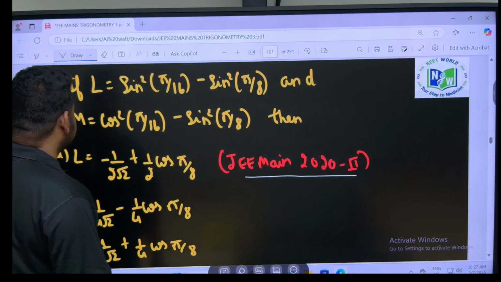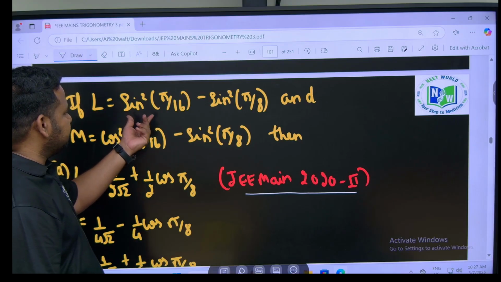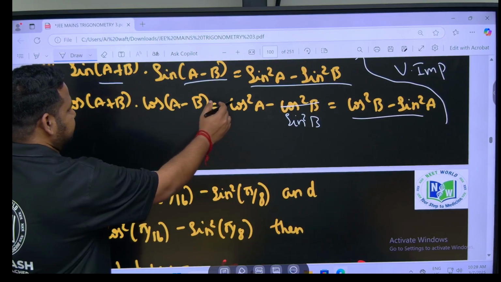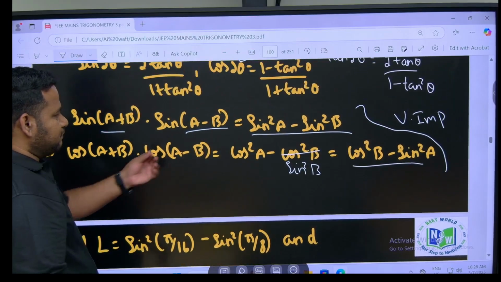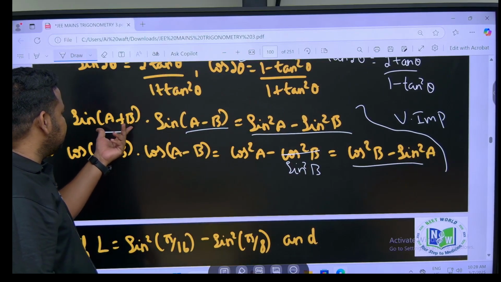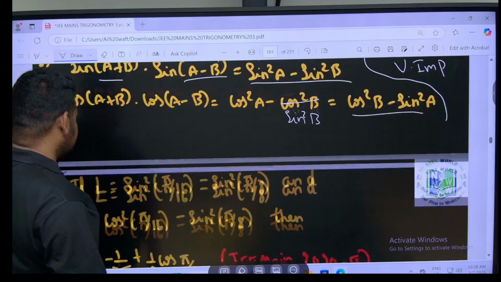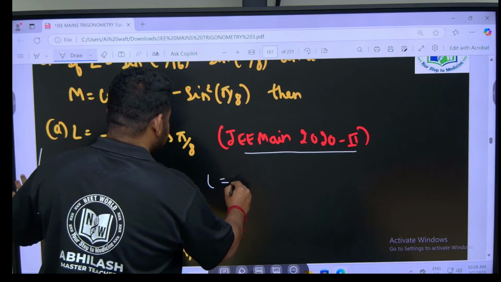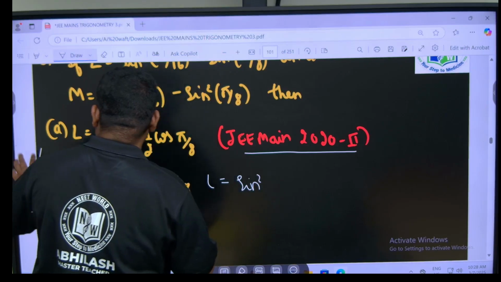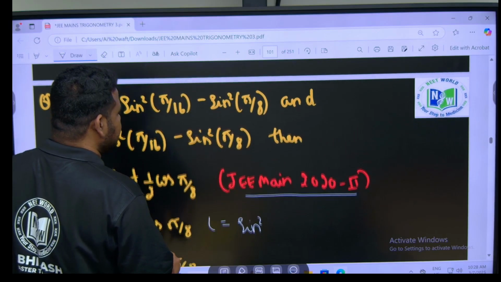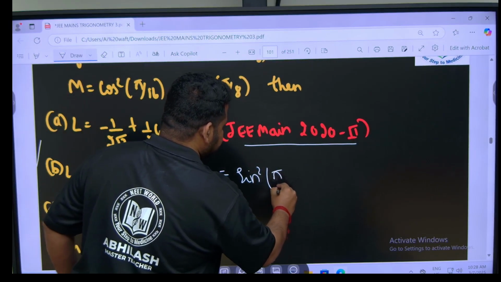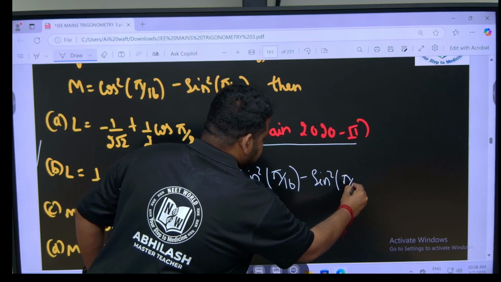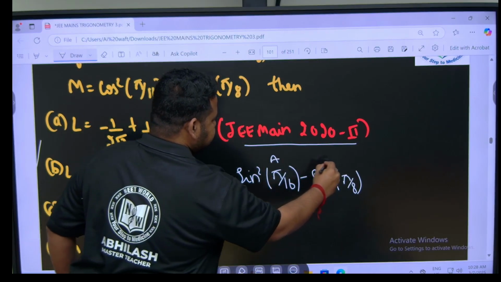So now let us take L first. L is given as sin square a minus sin square b. Now here we learned that sin square a minus sin square b is given in reverse form. It is nothing but sin of a plus b into sin of a minus b. So if I apply this here, L is equal to sin square pi by 16 minus sin square pi by 8. I will note this as A and this as B.